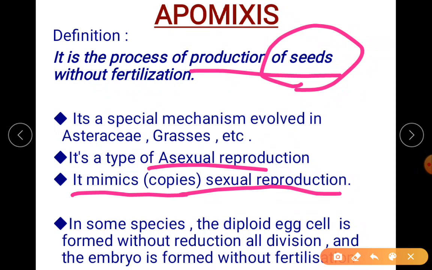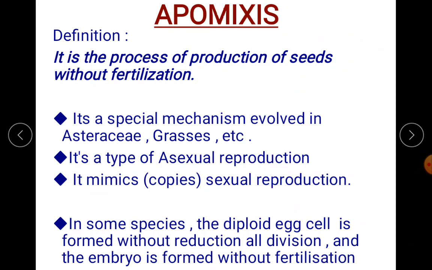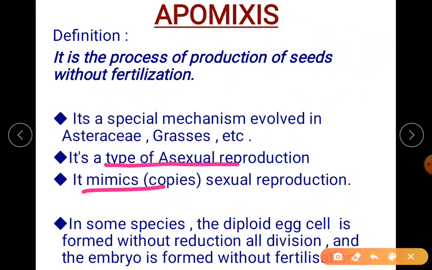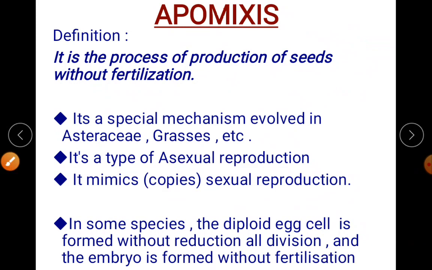Okay. Coming to the next point, it mimics, it is copying the act of sexual reproduction. Why is it sexual reproduction? It copies. See, it produces the seeds. Production of seed means your final product of sexual reproduction. That means this apomixis is producing seeds, but actually it is not by fertilization. It is directly producing the seeds. So this is why it says it copies sexual reproduction action. So it mimics, but it is actually a type of asexual reproduction.